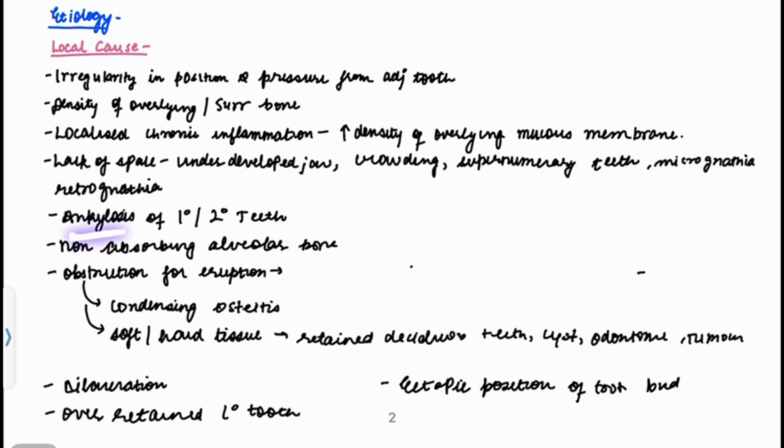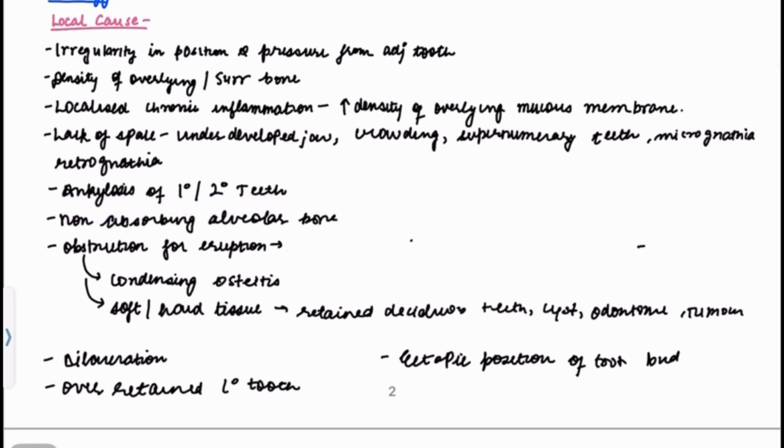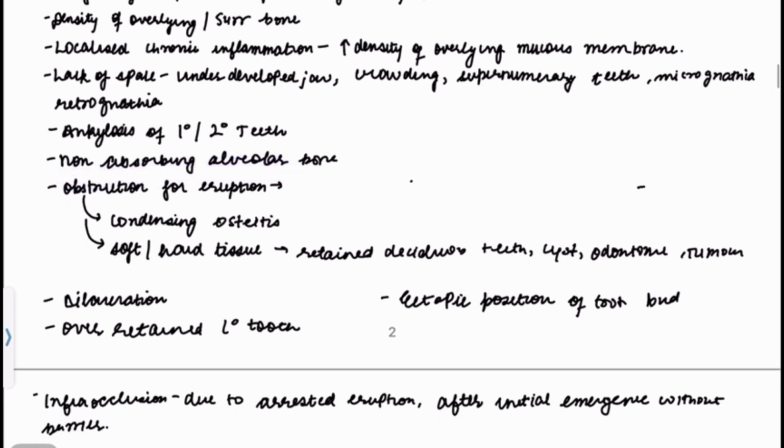There can be ankylosis of primary or permanent teeth, which can lead to the tooth not reaching its occlusal plane. Then non-resorbing alveolar bone can cause obstruction to eruption. For example, there can be condensing osteitis, or there is a soft or hard tissue pathology, such as a cyst, odontome, or any tumor, or the deciduous tooth is retained. If the space is already filled by a retained deciduous tooth, obviously the permanent tooth can't come to its normal position. Then dilaceration, that is a curved root or crown.